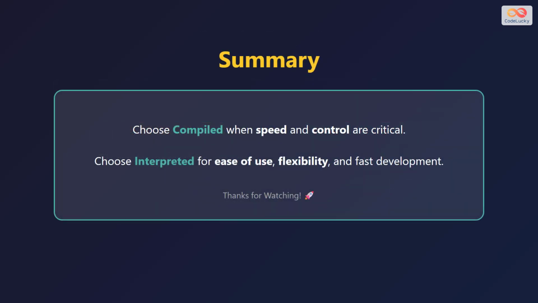To wrap up, the choice depends on your needs. If you are building a high-performance video game or a system tool, a compiled language gives you the speed and control you need. If you are building a web script, analyzing data, or just learning to code, an interpreted language offers the flexibility and ease of use to help you move faster.